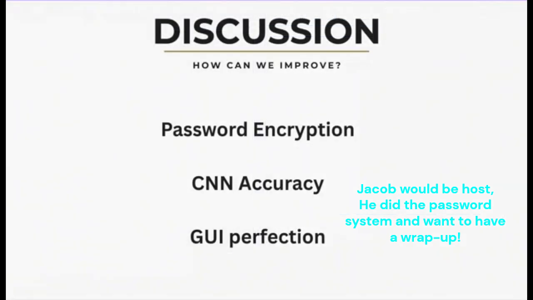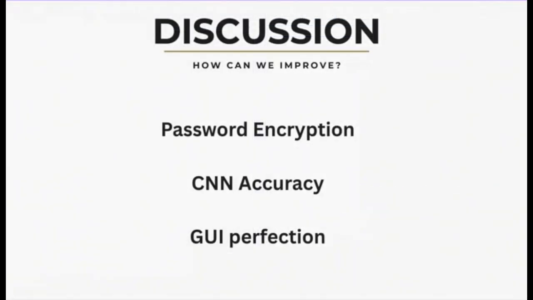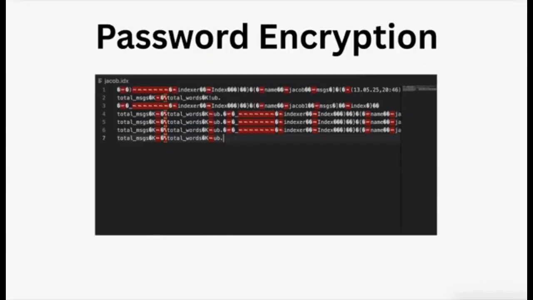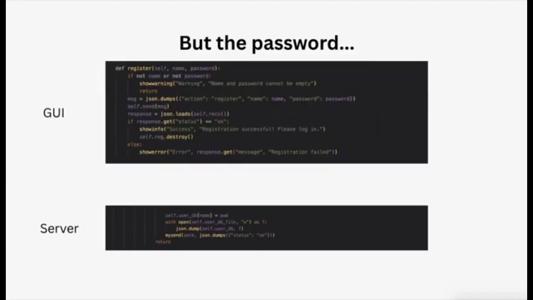And so finally, we have reached our discussion part, discussing our reflection on our project and how we can improve it in the future. The main problems we have spotted include password encryption, CNN accuracy, and also GUI perfection. In this project, we have successfully implemented the encryption of chat between users. But something many people might neglect is the encryption of passwords. As you can see in the program shown on the PowerPoint, we just directly use JavaScript Object Notation to transfer the usernames and passwords between the users and server.